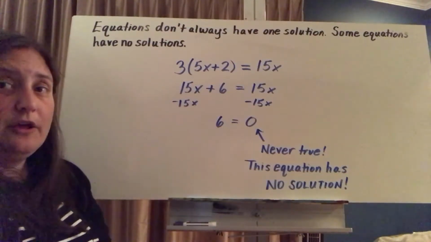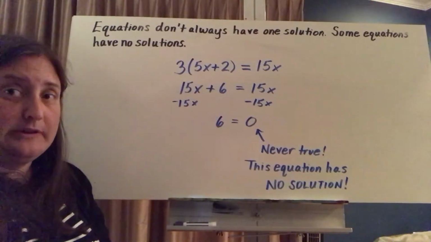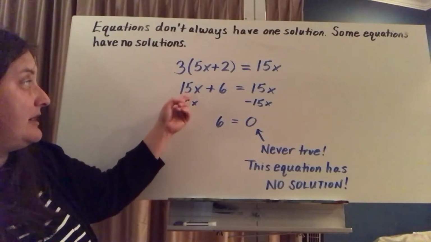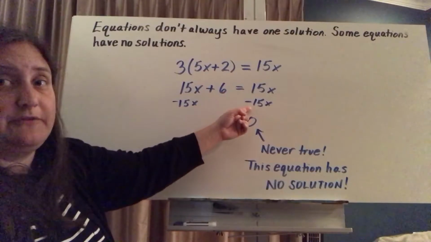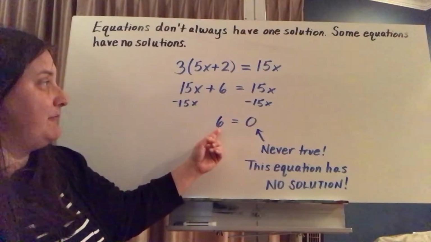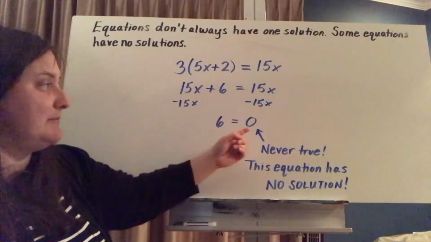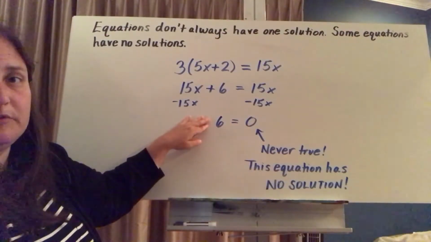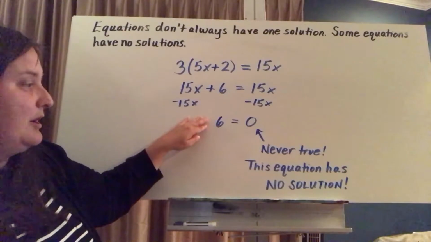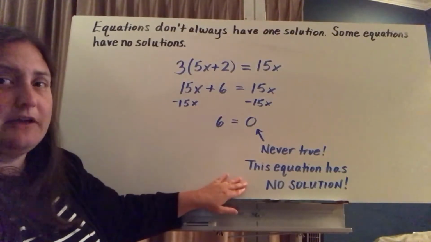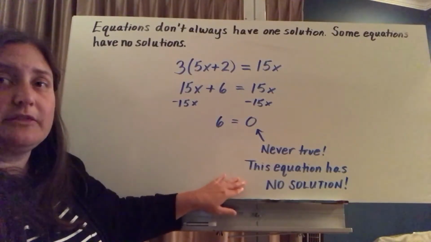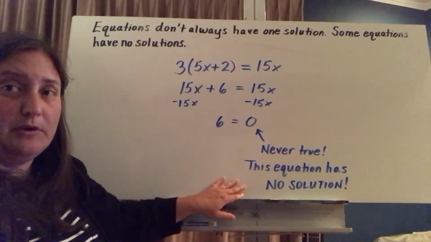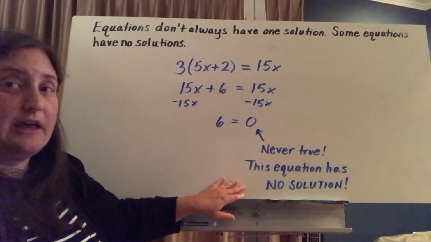In order to get those variable terms on one side of the equation, I'm going to subtract this 15x right here, so it cancels out, and I'll subtract 15x from this side. Here I'm left with 6, and on this side, 15x minus 15x leaves me with 0. Well, there's never a time where 6 is equal to 0. This is never true, which tells us that this equation has no solution. There's nothing that we could put in for x that would ever make these two sides equal. So this equation has no solution.